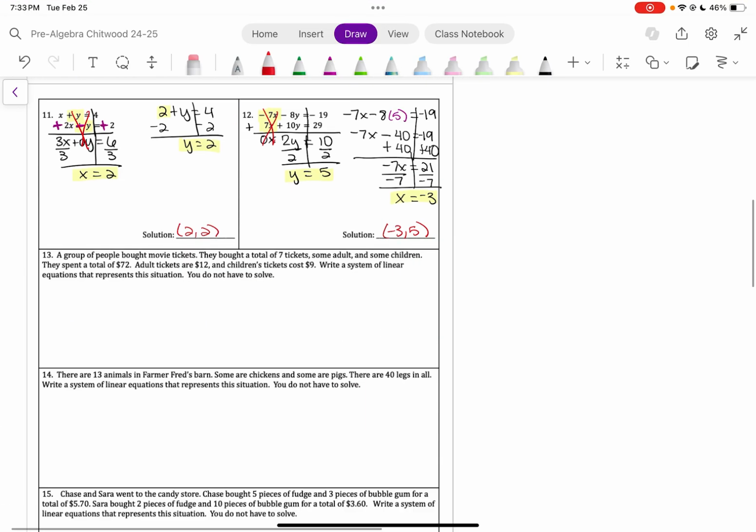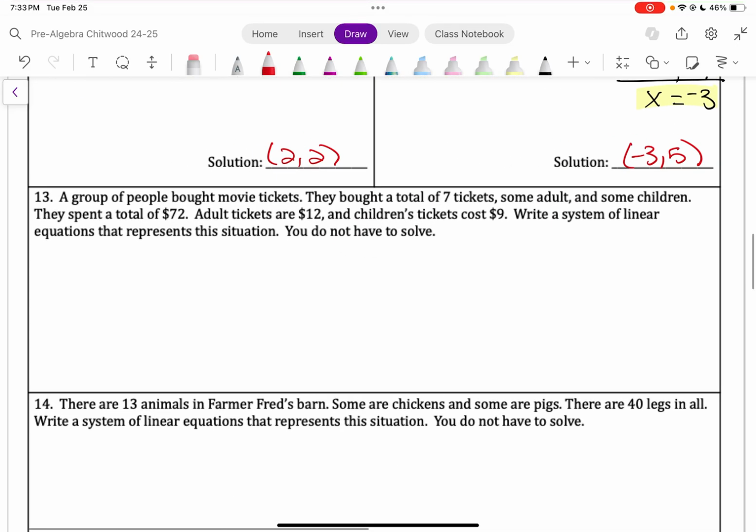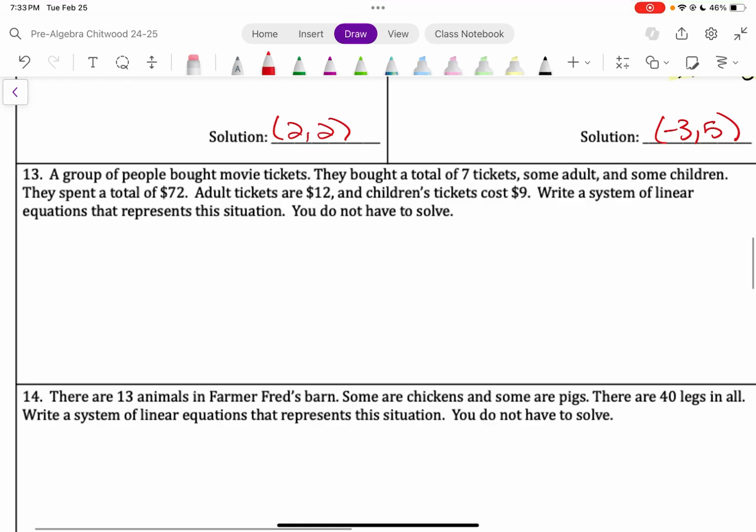That is elimination. Now we're going to look at some word problems. These are going to be elimination word problems, but we don't have to solve them. A group of people bought movie tickets. They bought a total of 7 tickets. Some of them were adult, some of them are children. They spent a total of $72. The adult tickets were 12. The children's tickets were 9. I want to write a system of linear equations to represent this situation.